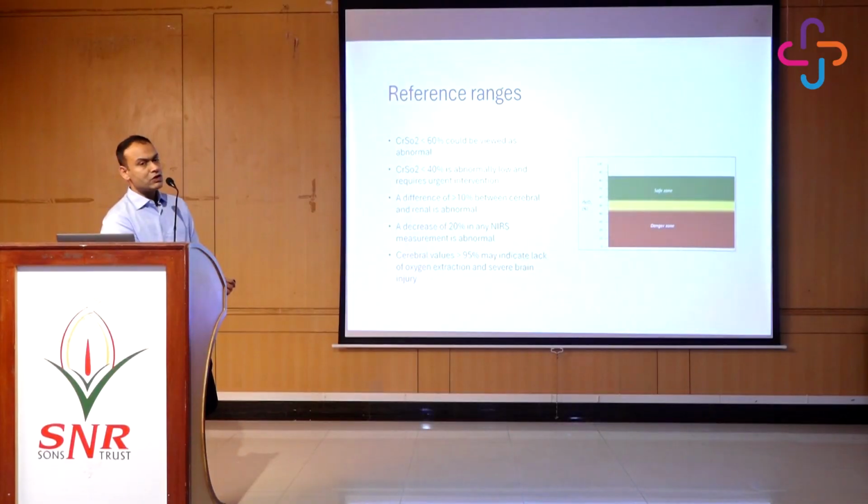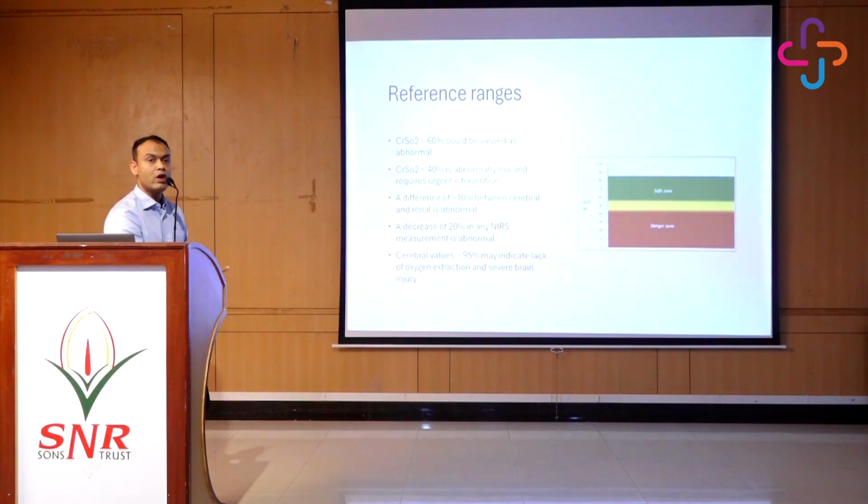And again, if there is a difference of more than 10% between cerebral and renal SATs, then we also need to intervene. Different tissues can be measured using NIRS oxygenation: brain, kidney, and then gut is coming up. Again, if the levels are more than 95, if it's very high tissue oxygenation, that is also wrong, because the brain is not able to extract any oxygen.